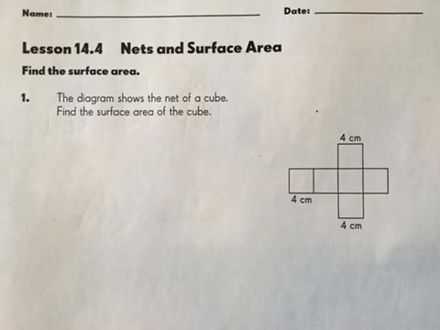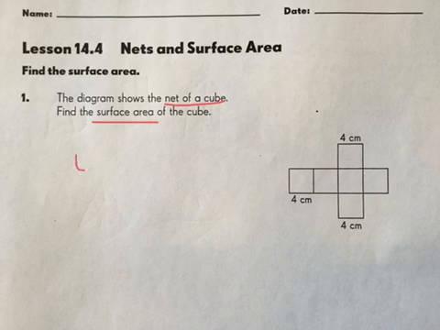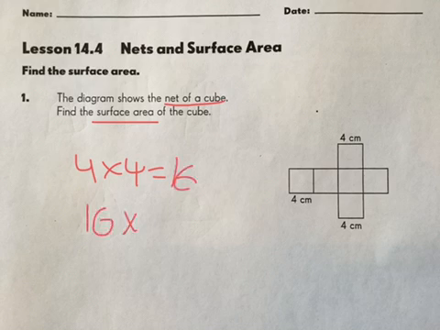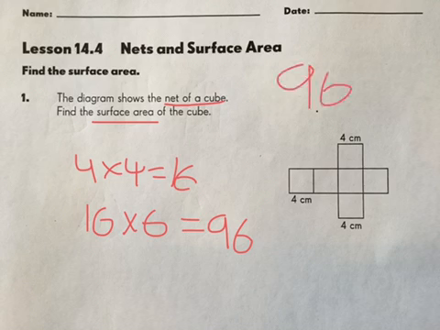So we're going to do nets and surface area of a cube, and we're going to start off by doing 4 times 4, which is 16, and then we're going to do 16 times 6, which equals 96. So we know that our final answer is going to be 96 centimeters squared, because if you cut it out and you fold it, it will equal a cube.